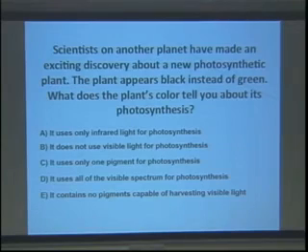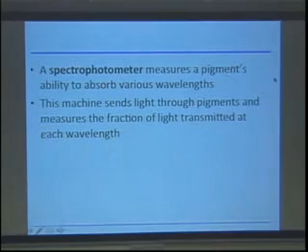Okay, so what we can do in the laboratory is try to figure out how plants are doing this using various kinds of devices. And I know that those of you who are taking the lab class will know about this, that we can use a spectrophotometer that measures the ability of a pigment to absorb different wavelengths of radiation. And we're talking about visible light here. So it's a machine that is able to send light through various pigments that we're testing and measure the fraction of light that is transmitted at each particular wavelength. So it's a convenient way to figure out for a particular pigment or solution, or any kind of sample really, what radiation is getting absorbed and what radiation is getting transmitted or reflected in the process.